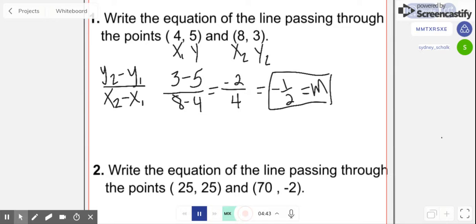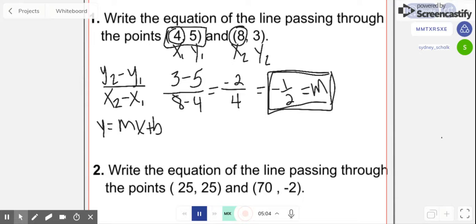First step is complete. Second step, we do not have any ordered pair where our x is 0. So we just need to choose one of them to plug into our equation y equals mx plus b. I'm going to go ahead and use this one. So my m, we know, is negative 1/2. My y is 5, and my x is 4. These are the three numbers that I need in order to solve for my b.